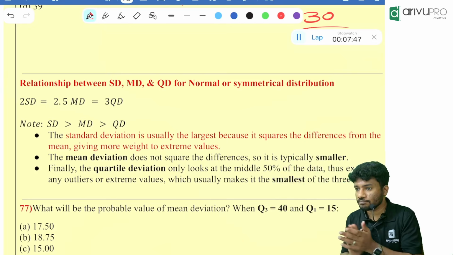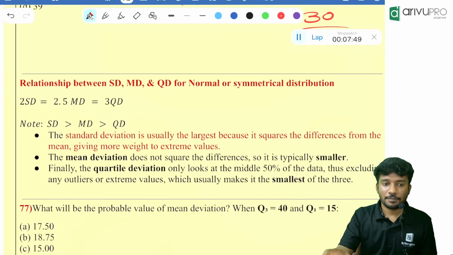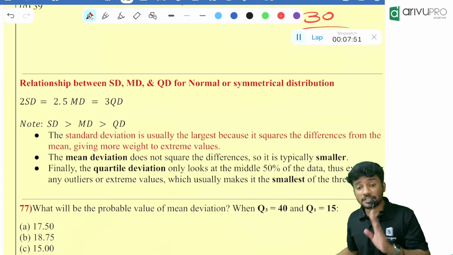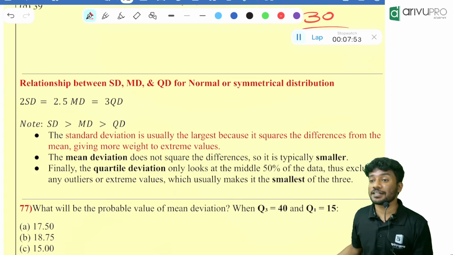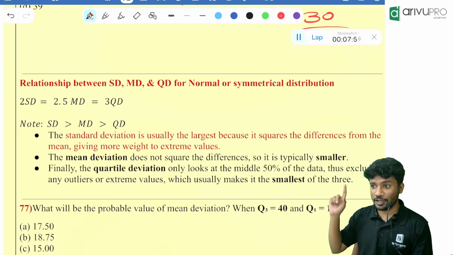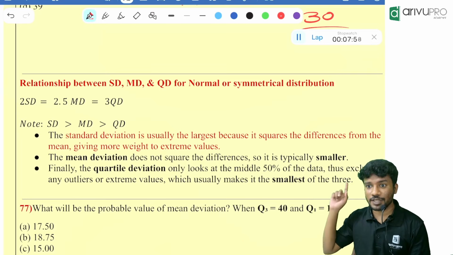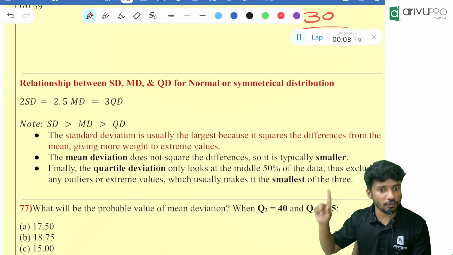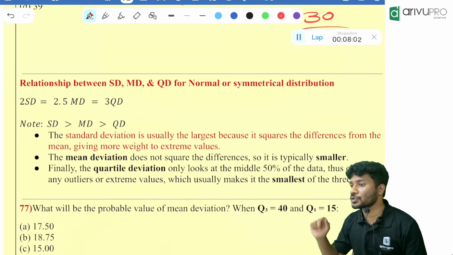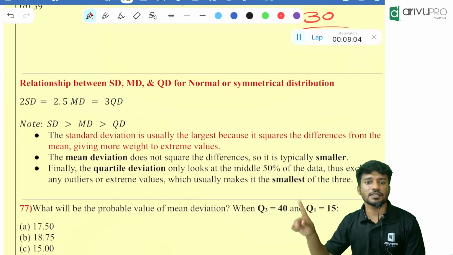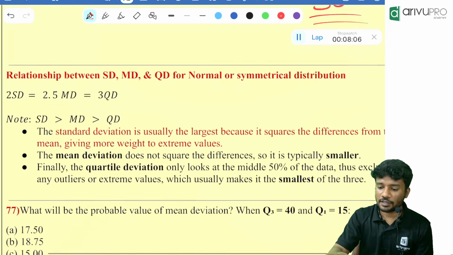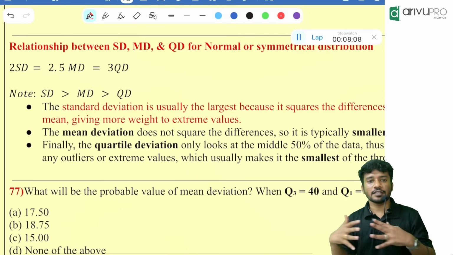Well and good. Congrats. Combined standard deviation formula. What is the combined standard deviation formula? Root of n1 s1 square plus n2 s2 square plus n1 d1 square plus n2 d2 square, divided by n1 plus n2. Good.